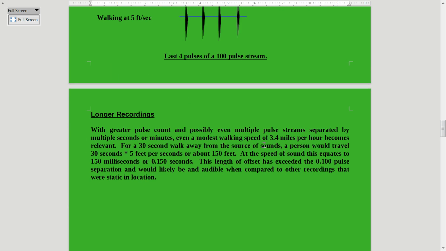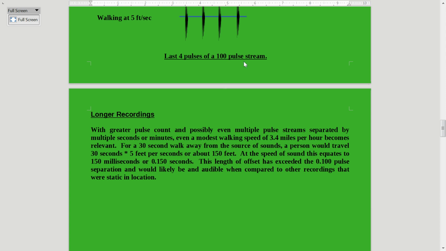So, what about longer recordings? Here we've recorded 10 seconds. What if we have a minute-long recording and it's recording a person walking away? Well, as you can imagine, if we take a 30-second recording and a person is walking at 5 feet per second, then we're going to get 150 feet increase in the distance away from the source, and at the speed of sound, that's 150 milliseconds.